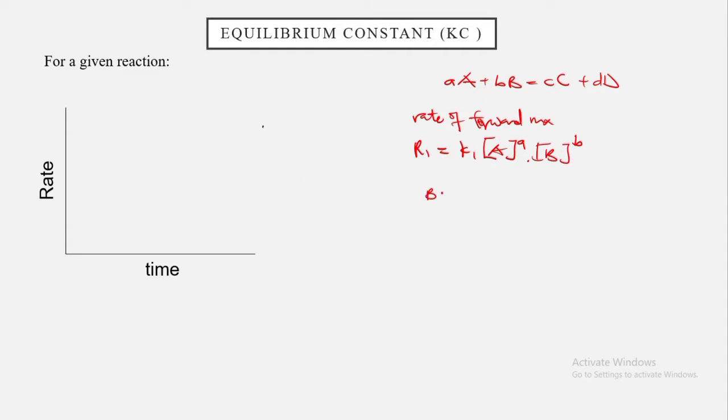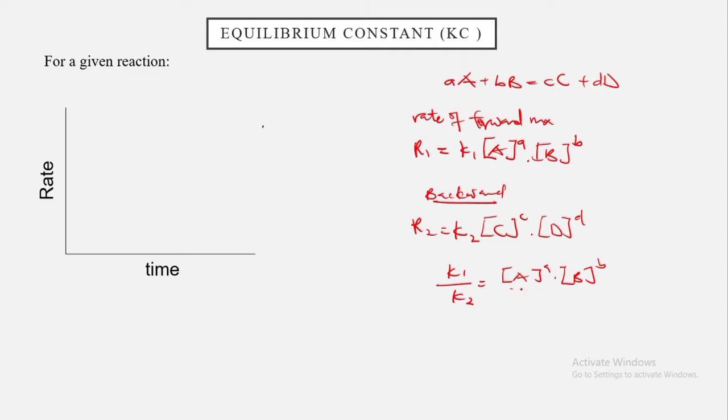For the rate of backward reaction, we could have it to be R2. R2 is equal to K2, then C exponent small c, times D exponent small d. And when you divide K1 by K2, this is called the equilibrium constant, which is Kc. When you divide this, we are going to have A exponent small a multiplied by B exponent small b, all over C exponent small c multiplied by D exponent small d. And this is termed the equilibrium constant, which is equal to Kc.